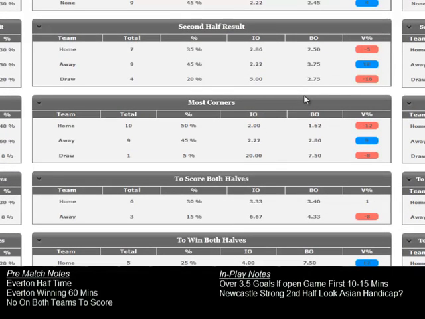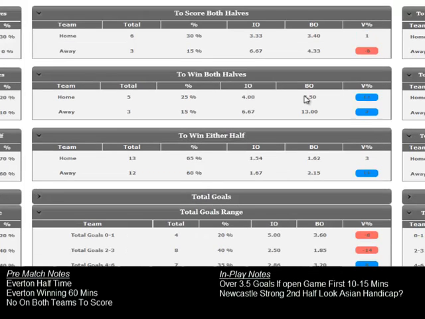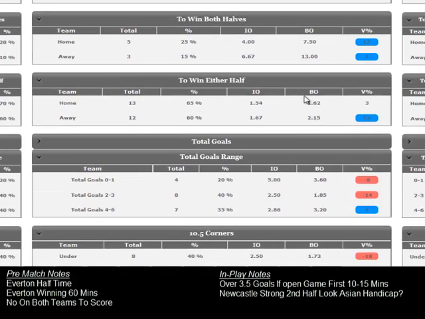Away team most corners, 45%, 9. Again, not mega strong, but it's still value. Still a bit of value there, but not our 10% that we'd like to look for, or 50% chance of happening. To win both halves, nothing going on there really. Although there's a bit of value, 25% chance, 15% chance, not something we'd look at.